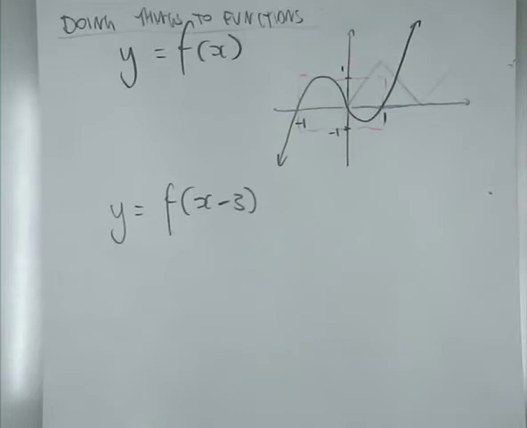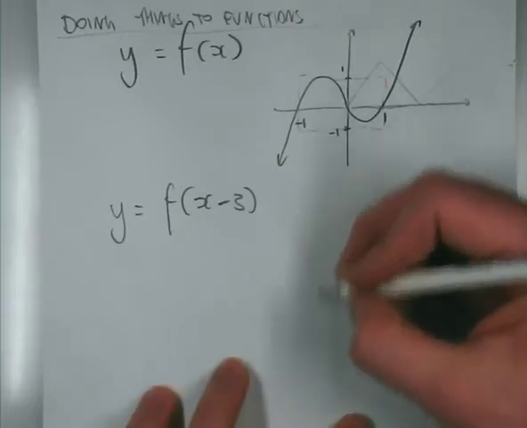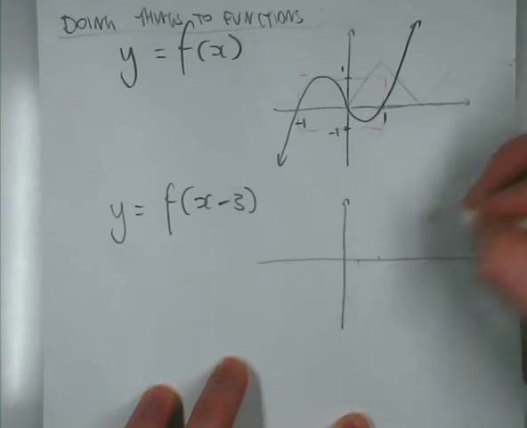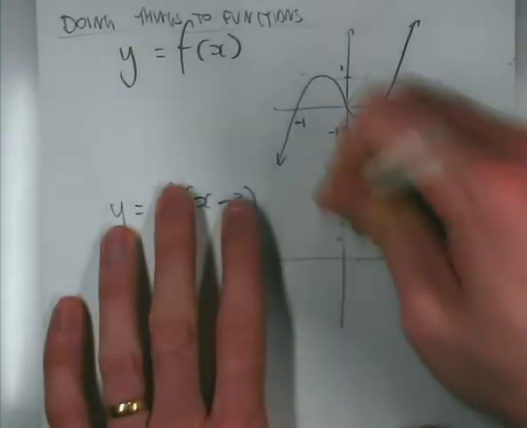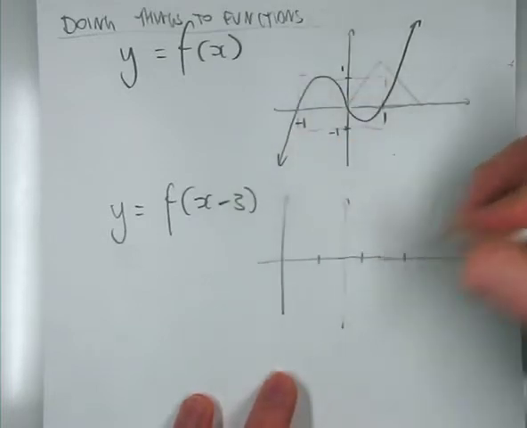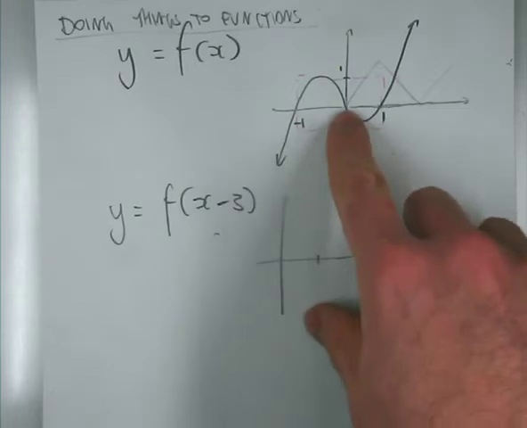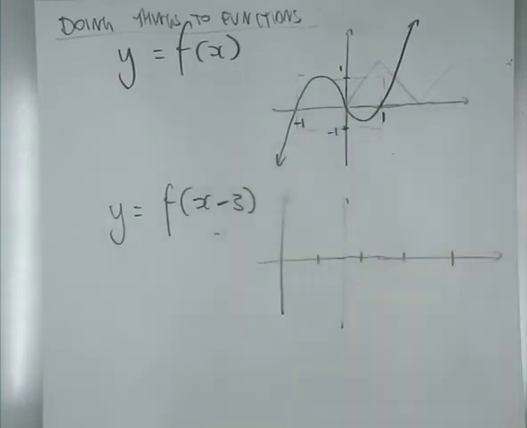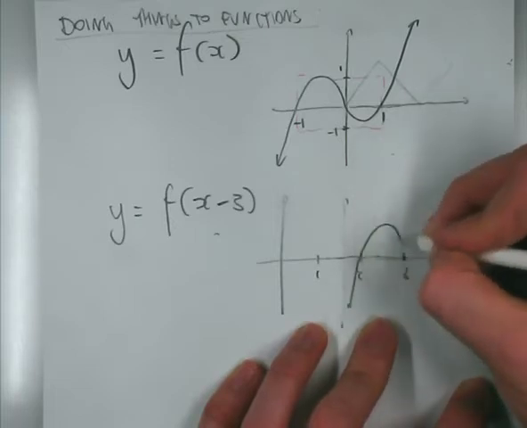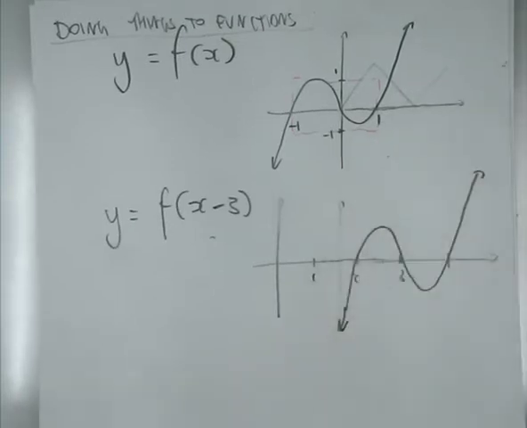x minus 3, I've replaced the x with an x minus 3. What will happen to my graph is it will move in the opposite direction on the x-axis. So it'll actually be over here instead. It'll be over here, which I really should have given myself much more space. Okay, so this used to happen at 0, well now it happens at 3. Okay, so changing the x changes the x-axis.